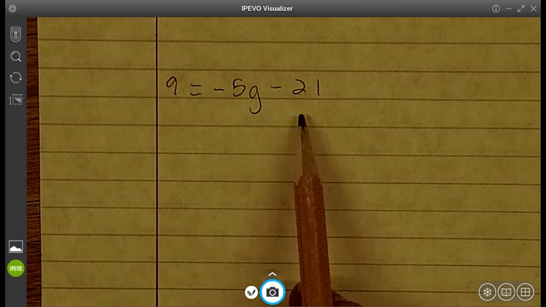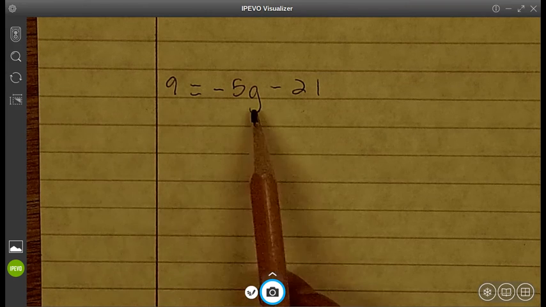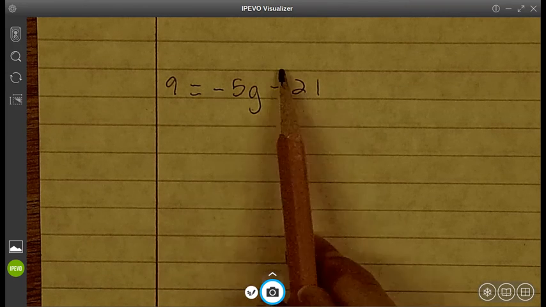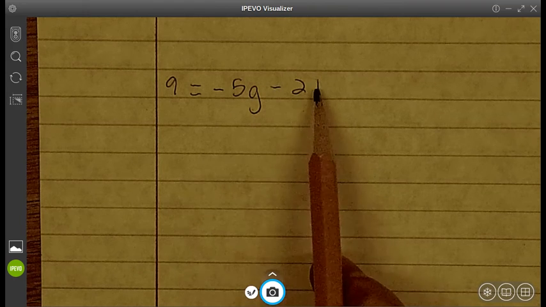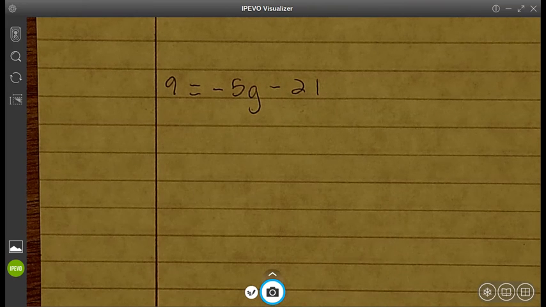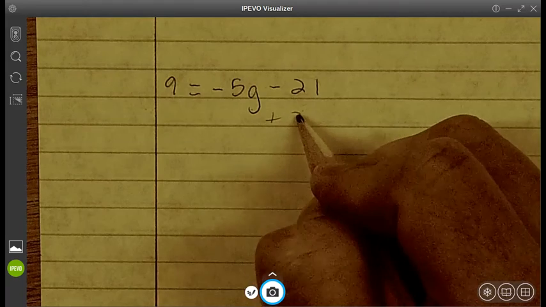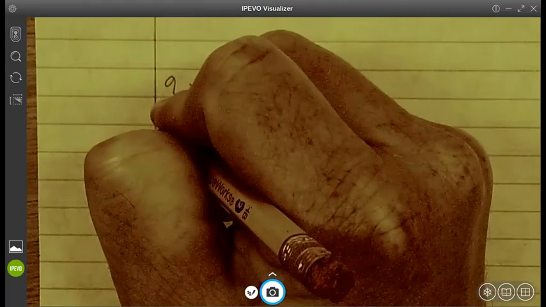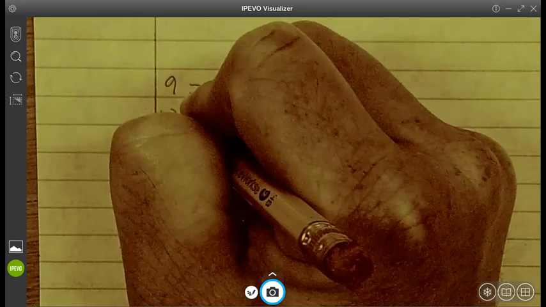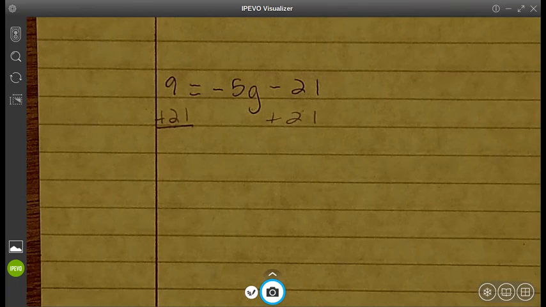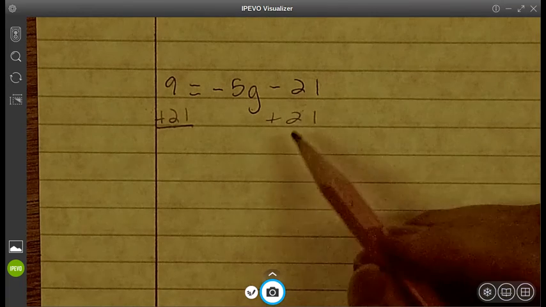My like terms are negative 21 and 9, and our goal is to get that g by itself. So any constant that we can move to the other side, we want to go ahead and do so. But if you move anything from one side to the other, you got to change the operation to the opposite. So the opposite of subtraction is addition. And whatever we do to one side, we have to do to the other. These 21s are going to cancel out again. And then 9 plus 21 is going to give you 30.